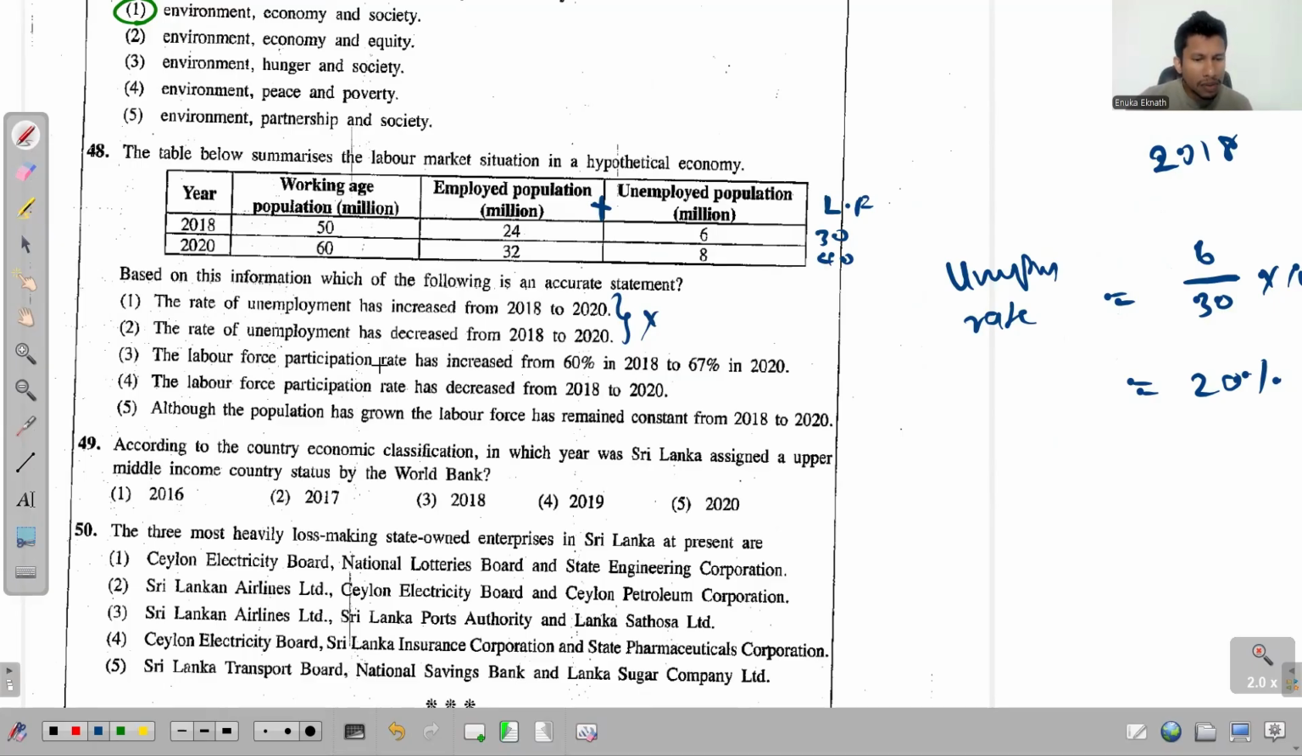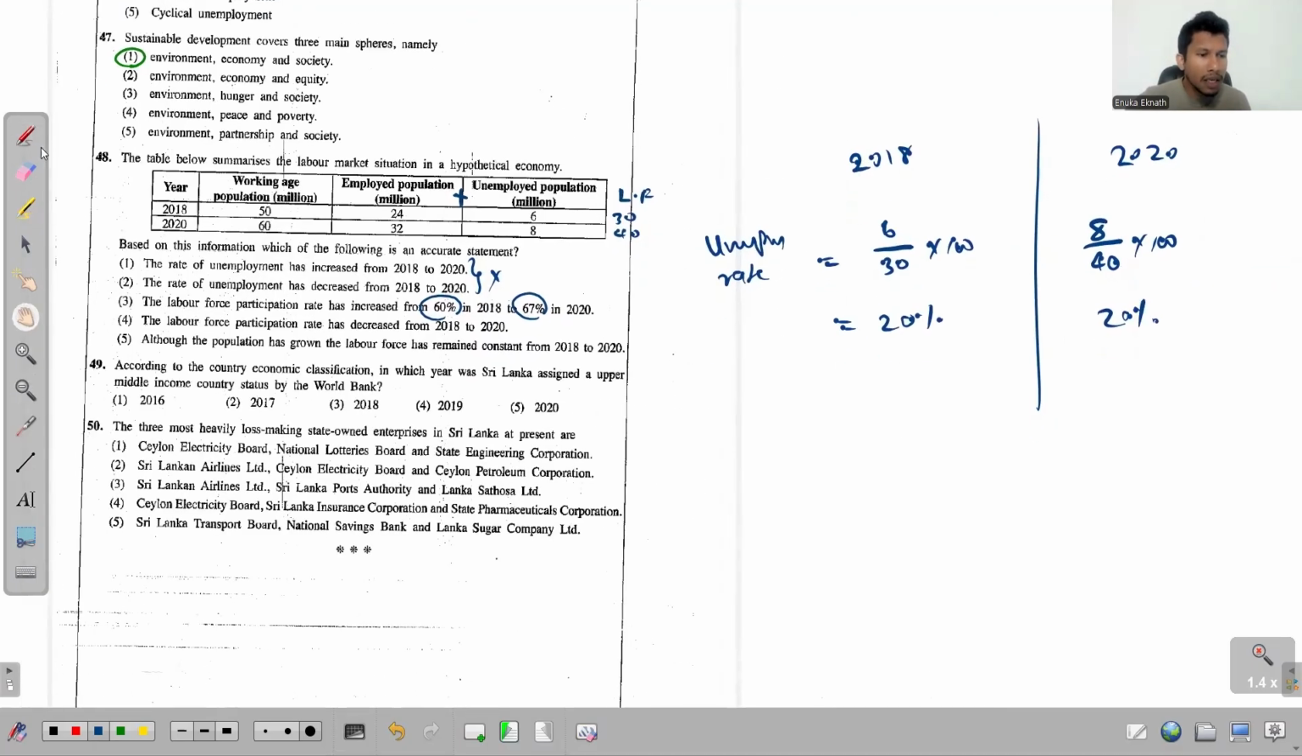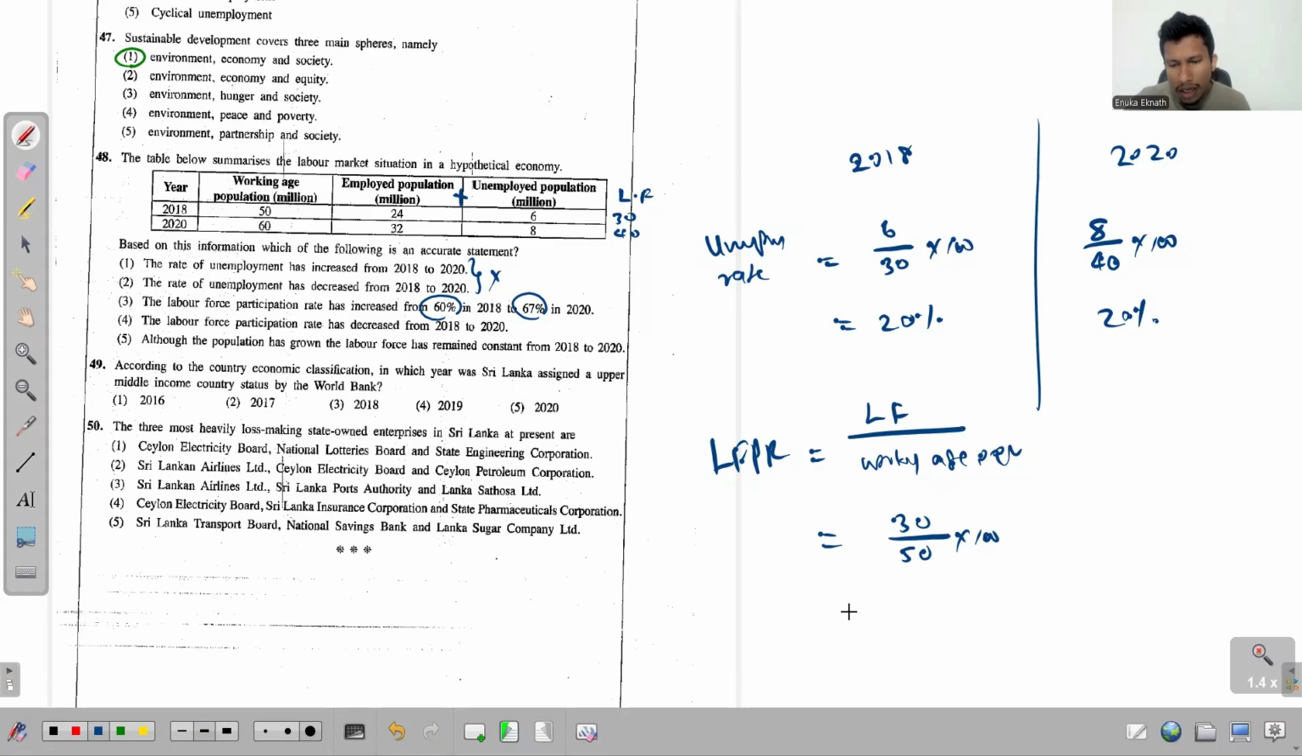The third one says labor force participation rate has increased from 60% in 2018 to 67% in 2020. So let's see that we calculate the labor force participation rate. So that is the labor force over working age population, right? So what's the value? Labor force is 30, working age population is 50, and we multiply this by 100 so that we get 60%.